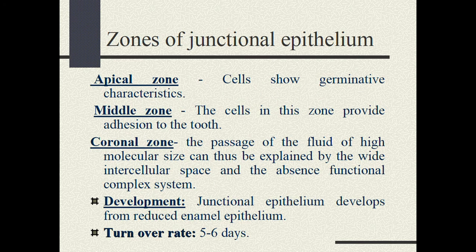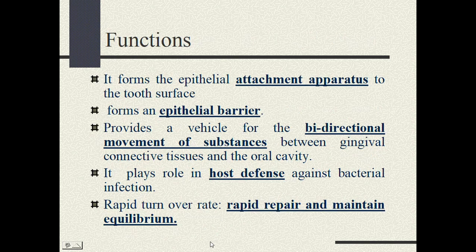Zones of junctional epithelium: apical, middle and coronal part. Apical cells show germinative characteristics, the middle zone provides adhesion to the tooth, and the coronal zone is for the passage of fluid. Development: it develops from reduced enamel epithelium around the tooth, and around the implant it develops from the oral epithelium. Turnover rate is 5 to 6 days.